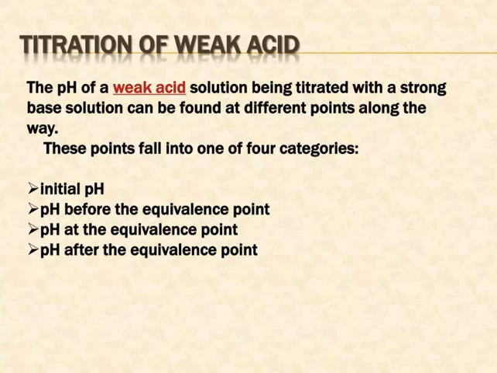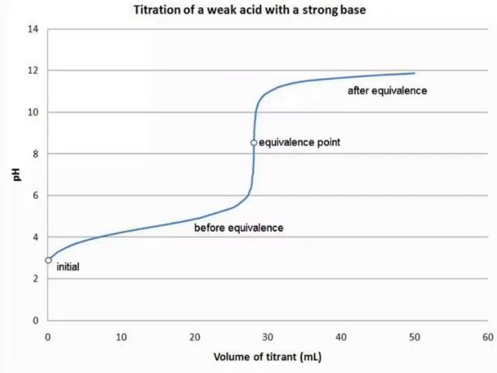So my friends, the pH of a weak acid solution being titrated with a strong base solution can be found at different points along the way, and these points fall into one of 4 categories: initial pH, pH before the equivalence point, pH at the equivalence point, pH after the equivalence point. So look here: initial, before equivalence point, and after equivalence point. The x-axis is your volume of titrant and the y-axis is the pH.